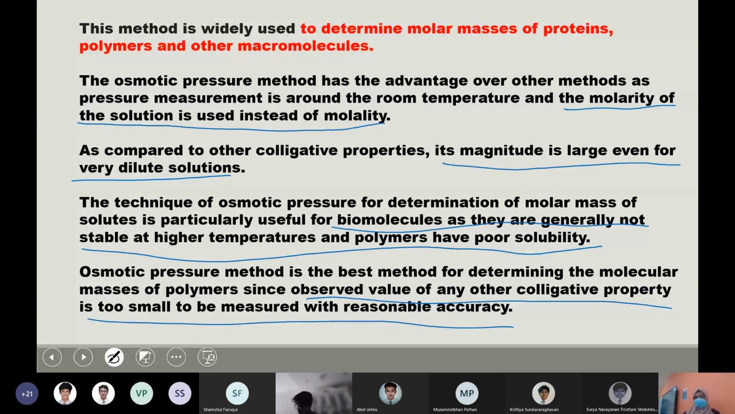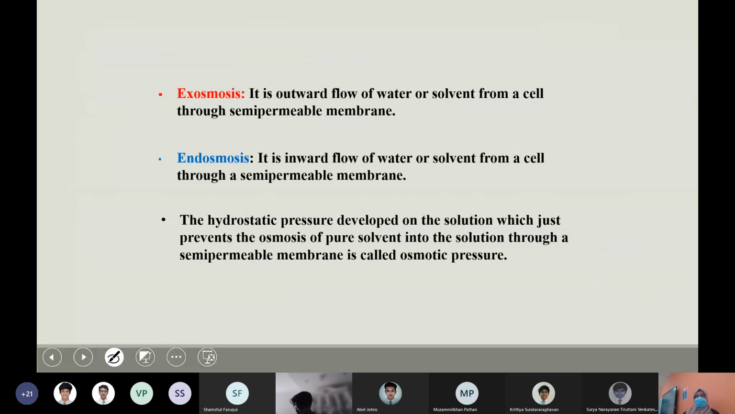Okay, so we'll continue with the next topic. Inside the cell, we know that osmosis happens inside our body, inside our cell. So we have different names showing the direction of the movement of the water molecule. If the solvent is moving from the cell in the outward direction, that is called exosmosis, that is exit, moving out of the cell.